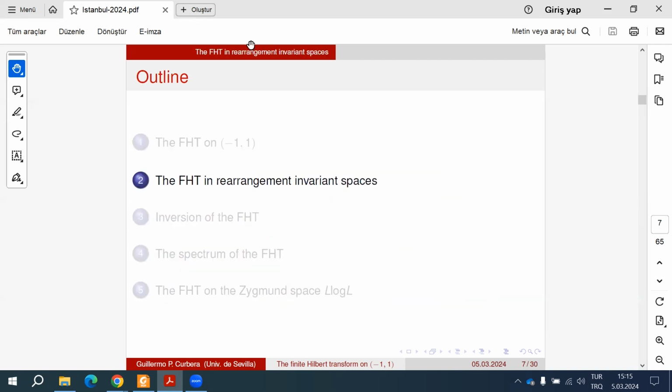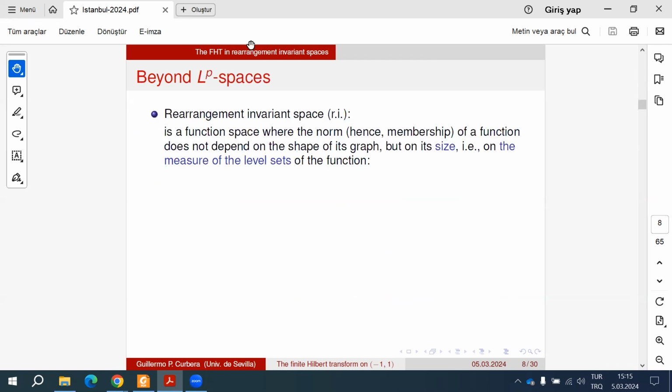We're going to change from the Lp theory to a different family of spaces. Why do we change? A rearrangement invariant space, which is the same thing as what is also called a symmetric space, is almost the same theory. If we make a general definition, it would be a function space where the norm, and hence membership of a function, does not depend on the shape of the graph, just on the size. So no matter how the graph is, the only important thing is how big is the graph. That determines membership and norm. That is a rearrangement invariant space.